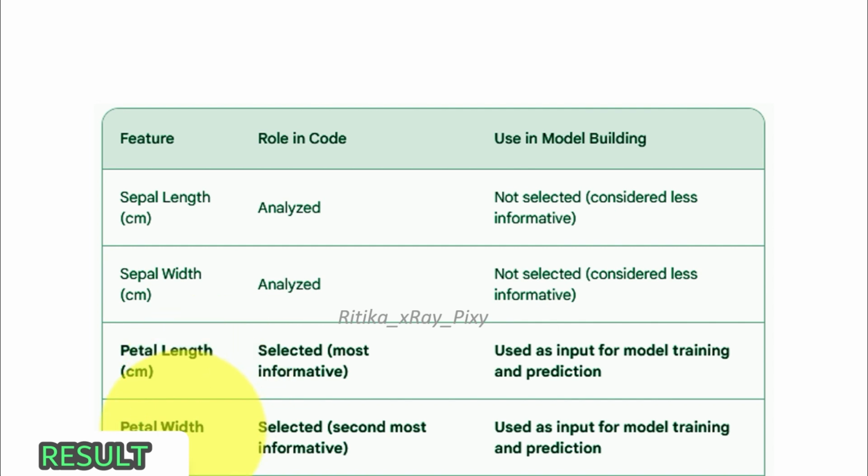So here you can see we have 4 features: sepal length, sepal width, petal length and petal width. So when we run the code, you can see the first feature, sepal length, is analyzed but not selected. Next, this feature, that is sepal width, is also analyzed but not selected. Third feature, we have petal length, it obtained the highest score. This one is selected and it is used, and it can be used as input for model training and prediction. Next we have petal width, that is also selected as the second most informative, and it is also used as input for the model training and prediction.